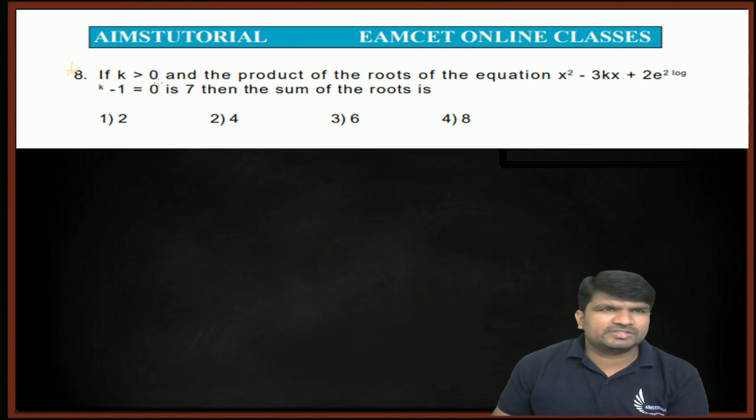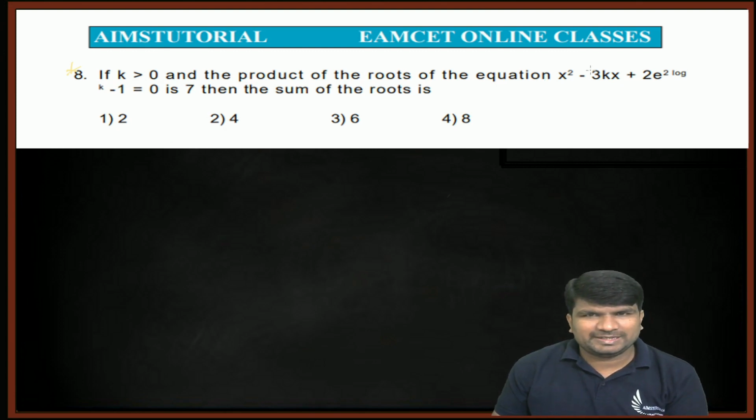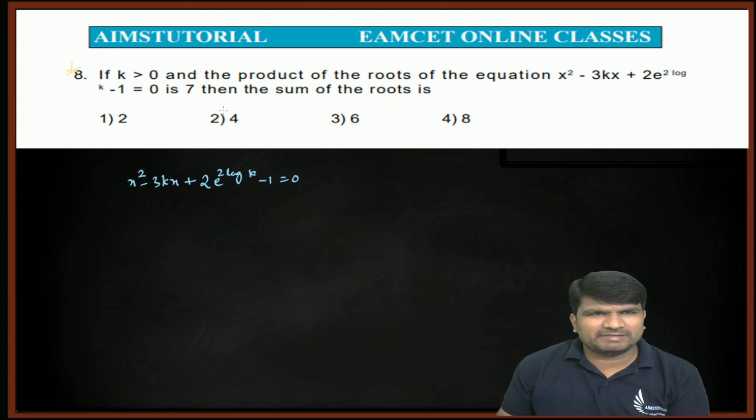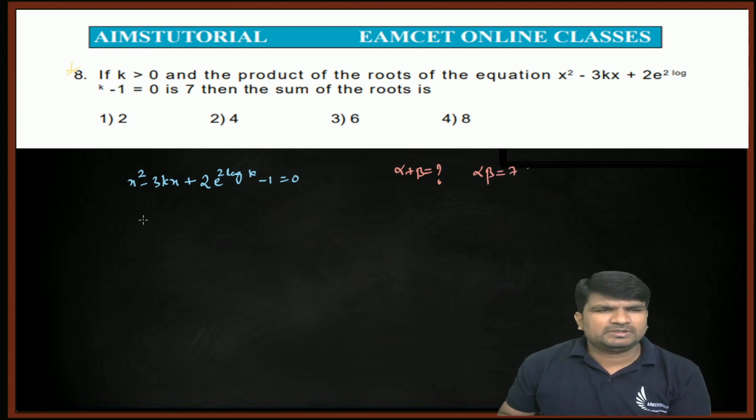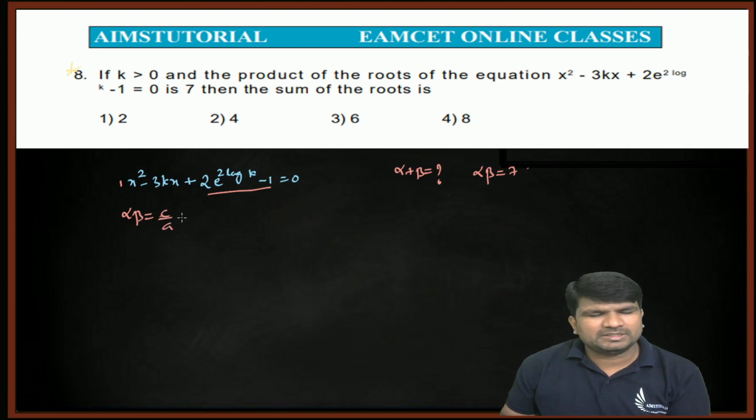If k greater than 0 and the product of the roots of the equation x square minus 3kx plus 2 times e power 2 log k minus 1 equals 0 is 7, then find the sum of the roots. So here, the product of the roots is given. So what is the sum of the roots? Sum of the roots means alpha plus beta, we have to find, and the product of the roots alpha into beta is given as 7. Okay. So first of all, given the product of the roots alpha into beta, that is c divided by a. So c by a is given 7.